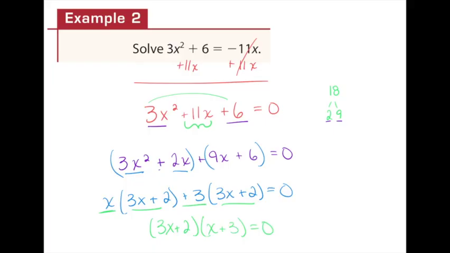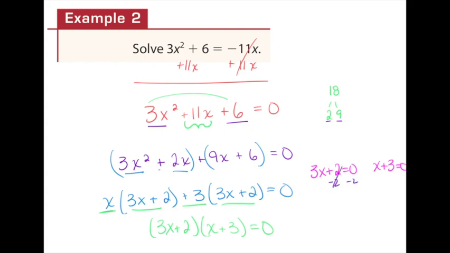Since I am solving, I am not done yet. All I've done is factored it. Now I need to set each factor equal to 0. And so I'm going to take those two factors. I am going to set them equal to 0 and solve. So I will say 3x plus 2 equals 0, x plus 3 equals 0, and then go through the process of solving it.